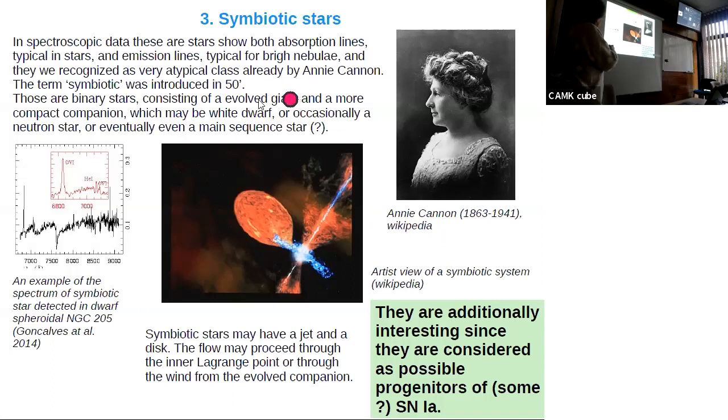Now, of course, we know that those are binary stars, and they basically consist of an evolved giant and a more compact companion. It could be a white dwarf. Most of the time it is a white dwarf. Occasionally it can be a neutron star or even a main sequence star in some sources, maybe. So this is an artistic view that we have: the donor star, and then this more compact star. They can have a jet. They frequently have a jet. They accrete through the inner Lagrange point.